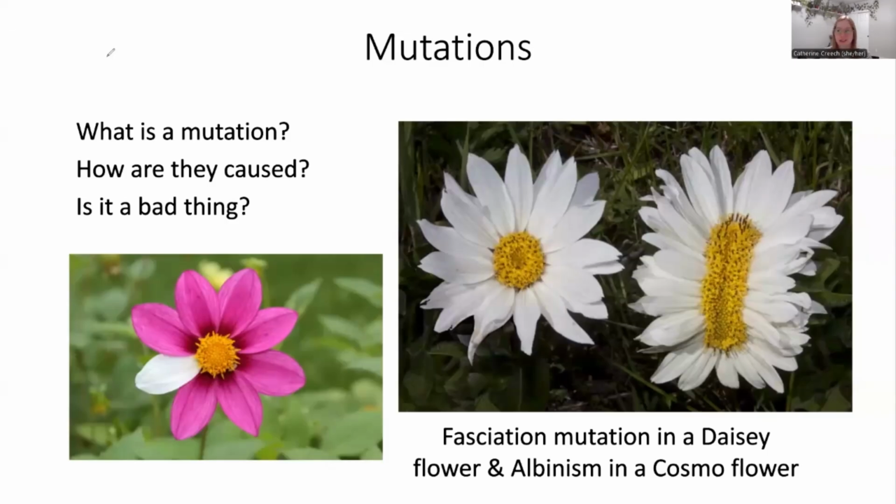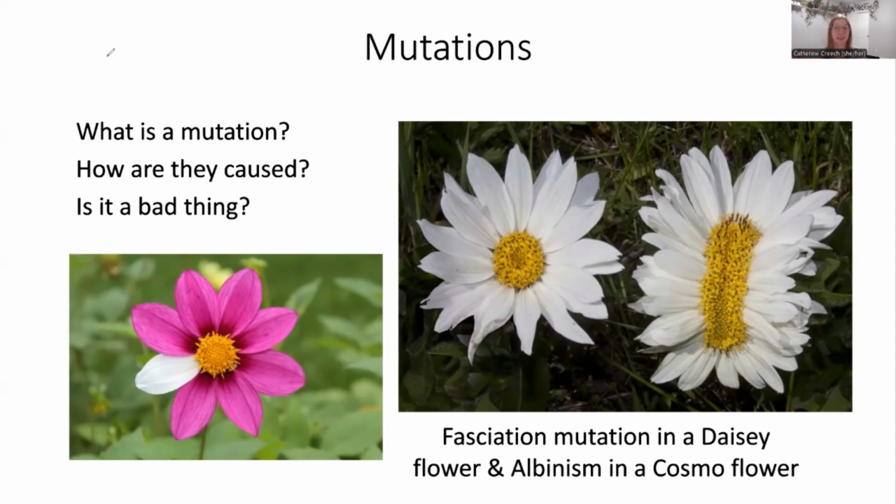Biologist. We are going to talk about mutations. What is a mutation? A mutation is a change in the nucleotide sequence of DNA. How are they caused? Many different ways, but some are environmental, some are inherited. There are lots of different ways that you can affect your DNA. We'll talk about that in detail on the next slide.